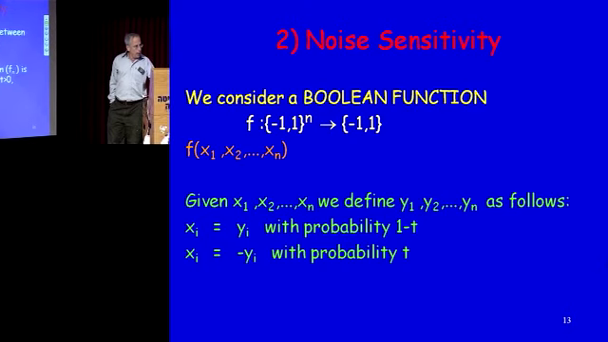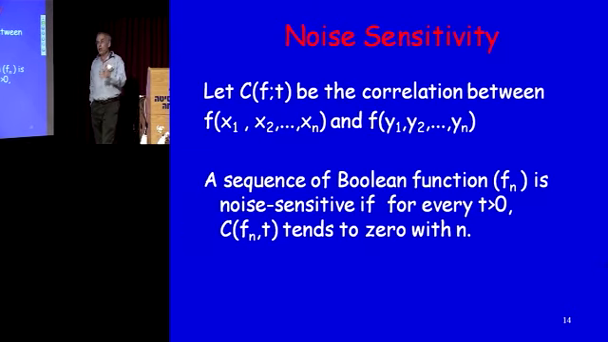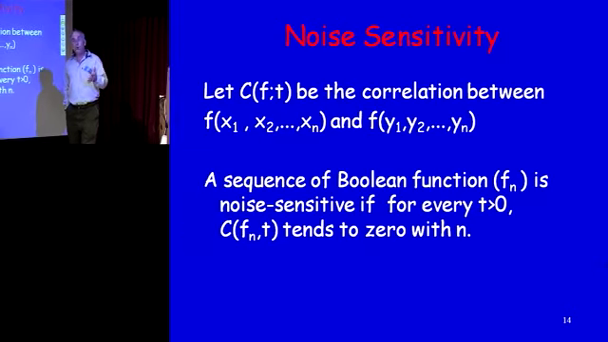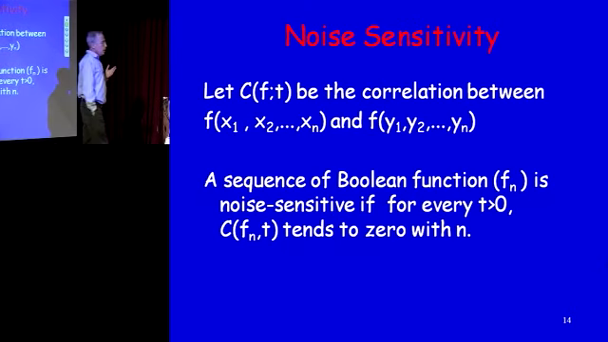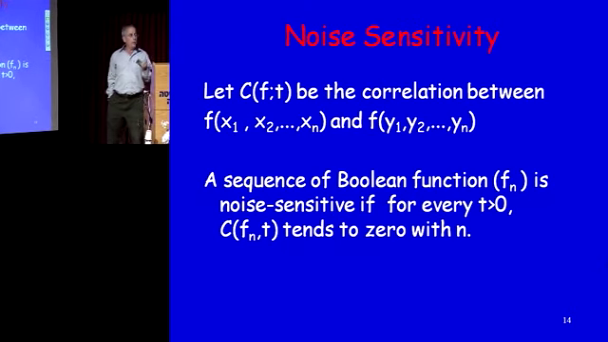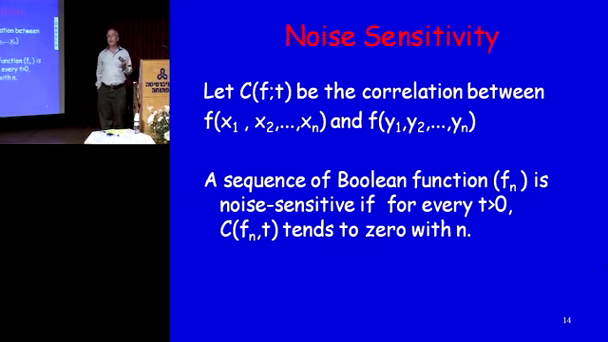And then we consider the correlation between the outcome of the election for the actual votes that the people casted and the outcome of the election after the votes were counted. A sequence of Boolean functions is called noise sensitive if this correlation tends to 0.